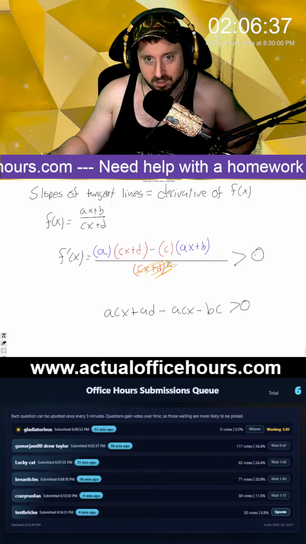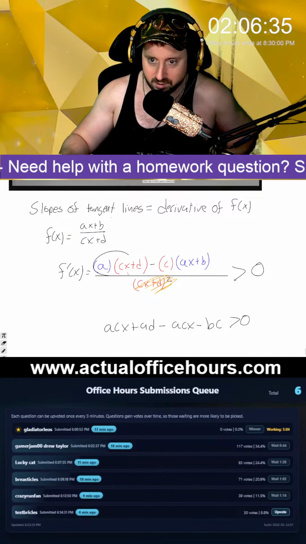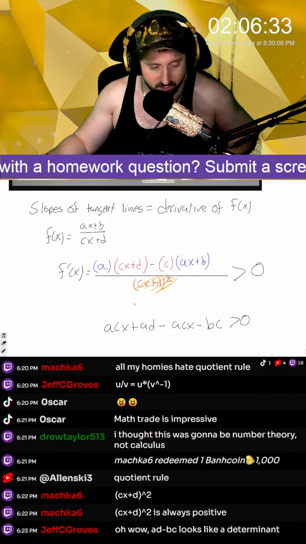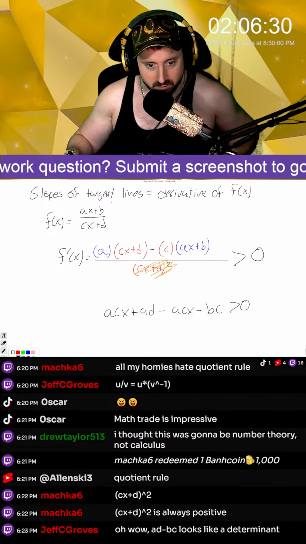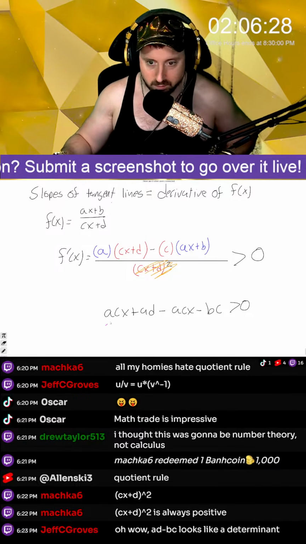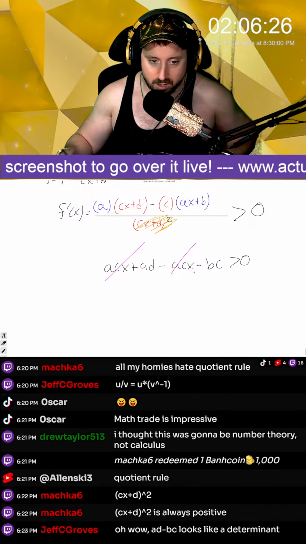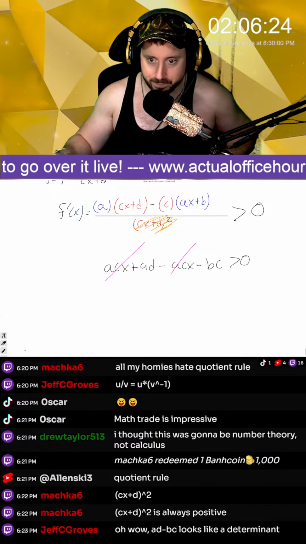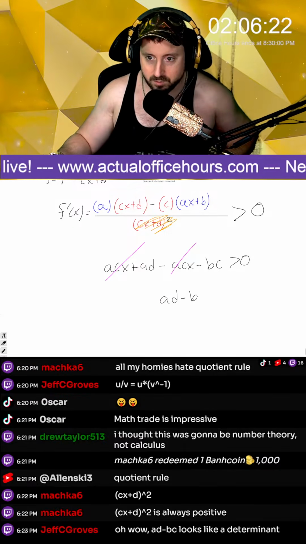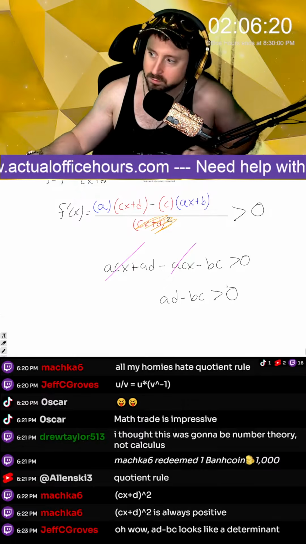Oh yeah, it is. It kind of looks like a determinant, right? Yeah, look at this. So ACX, and look, minus ACX. So these things are going to cancel. That's beautiful. Love that. And then, okay, we have AD minus BC is greater than 0. Cool.